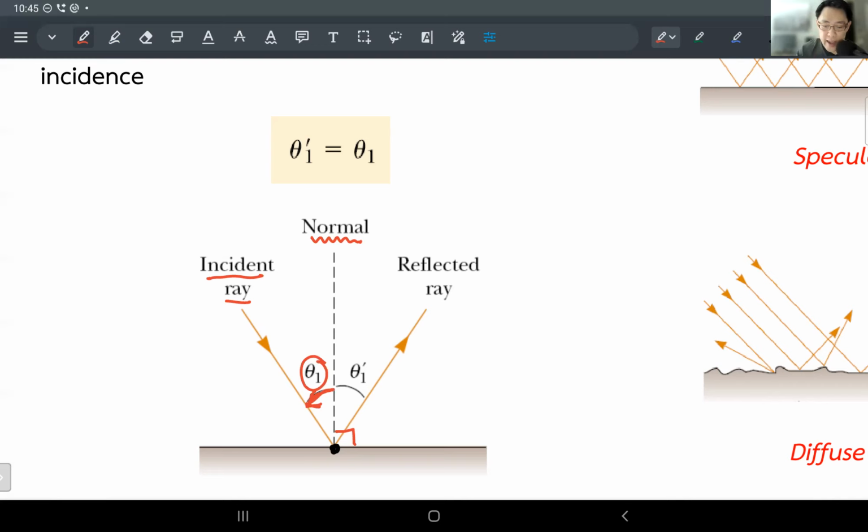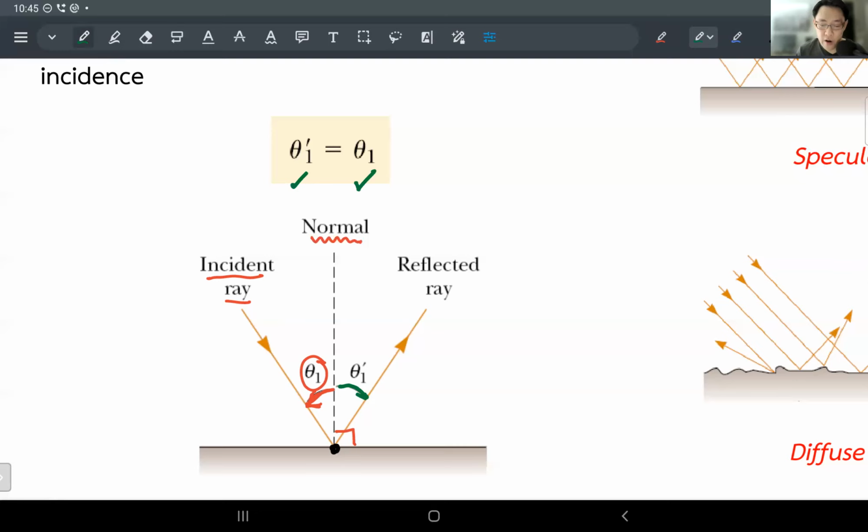Cool? All right, and the same thing happens on the reflected ray. On the reflected side, it will make another angle as well, still measured with respect to the normal line. So the law of reflection is simple. The incident angle must be equal to the reflected angle, and then you are done. It's simple. Everyone knows this one.